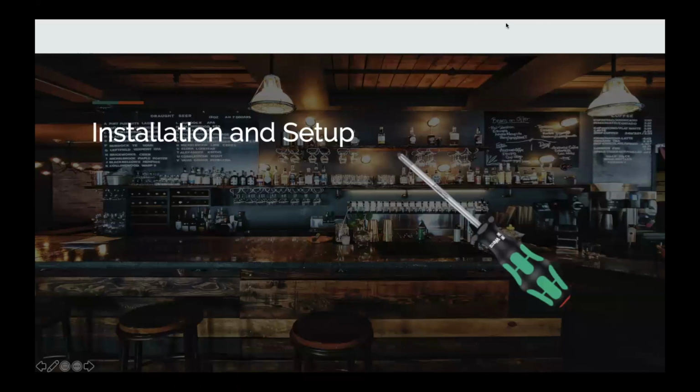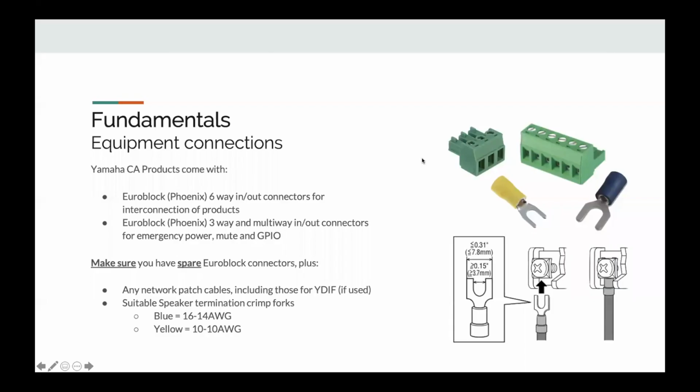Okay, moving on to installation and setup now. Couple of fundamentals. When you start to deploy commercial audio products, you'll find that actually there are many standards that are the same between brands. And I would say it's very important to make sure that you have a stock of spare Euroblock or Phoenix connectors. There are two flavors that are used.